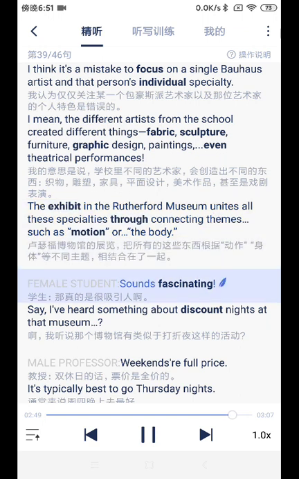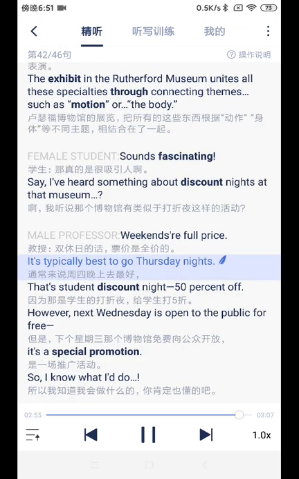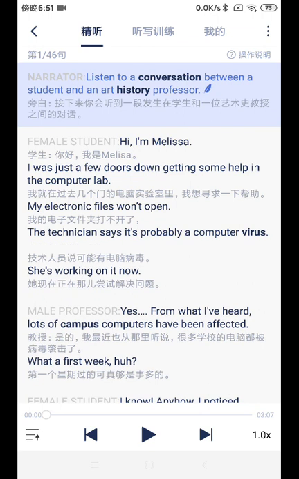Sounds fascinating. Say, I've heard something about discount nights at that museum. Weekends are full price. It's typically best to go Thursday nights. That's student discount night, 50% off. However, next Wednesday is open to the public for free. It's a special promotion. So, I know what I'd do. Why does the student want to talk to the professor?